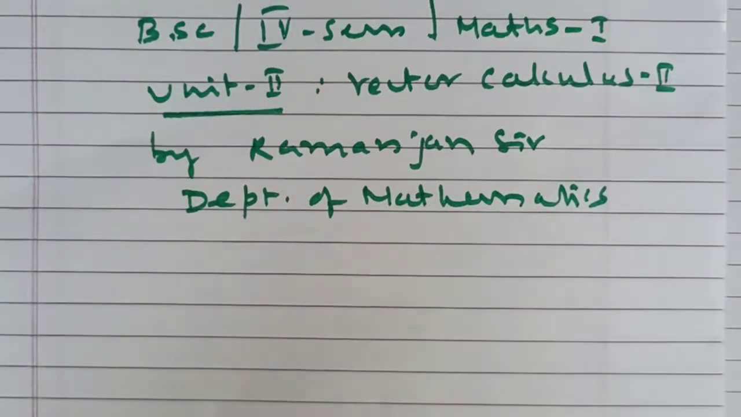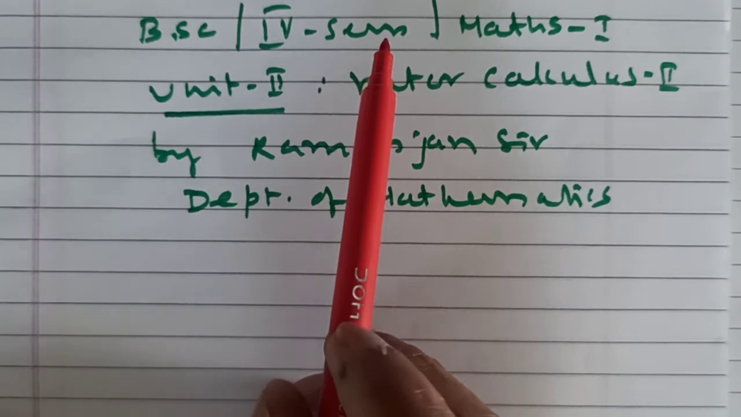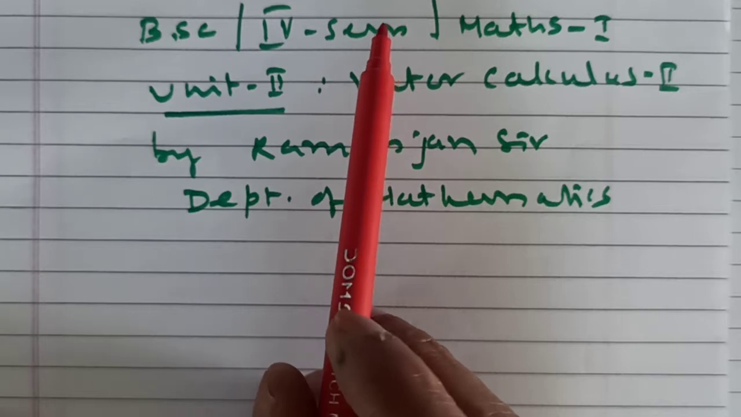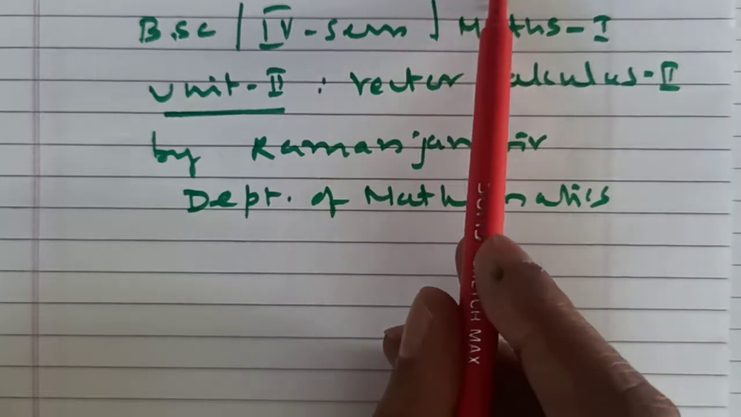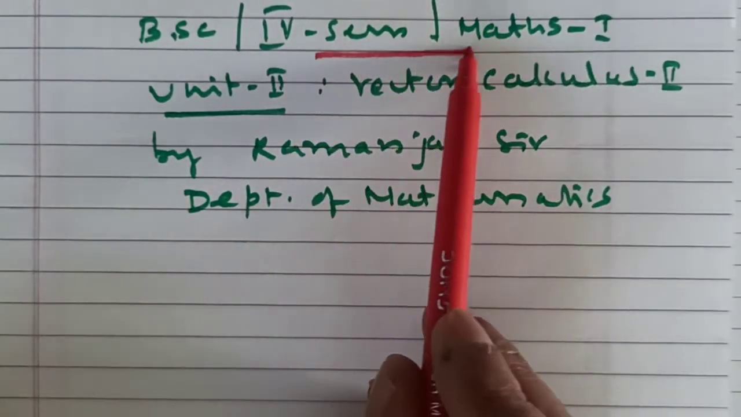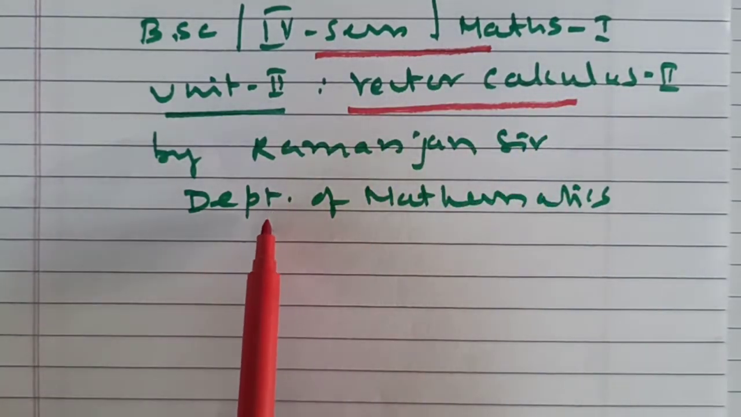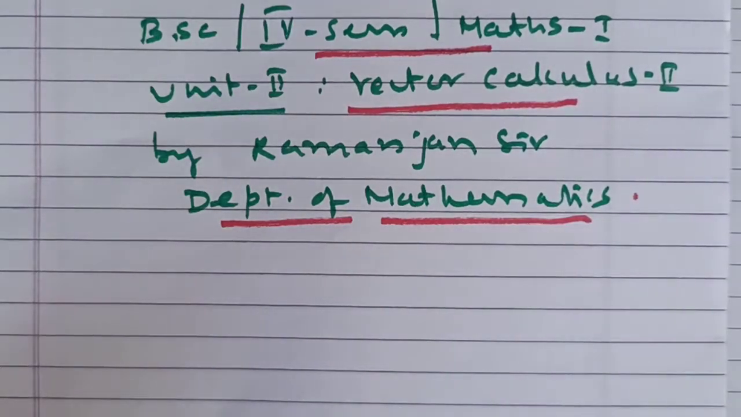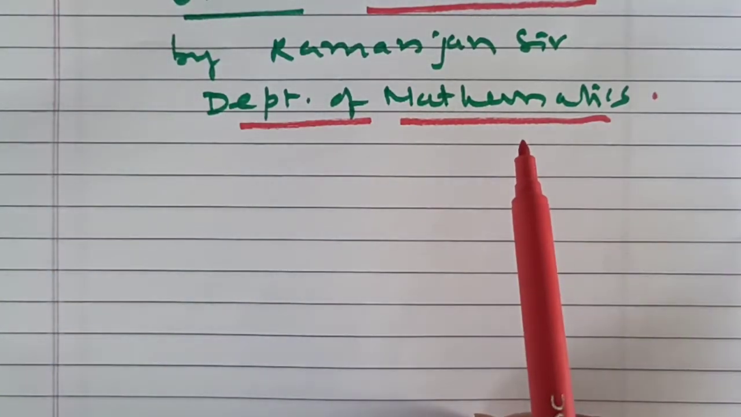So in the last Vector Calculus 1, we discussed the scalars, vectors, derivative of scalar functions and derivatives of vector functions, the properties of derivatives of vector functions and the partial derivatives of vector functions that we discussed in lecture 1, in Vector Calculus 1.